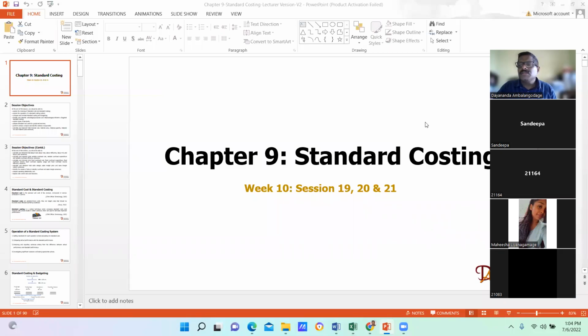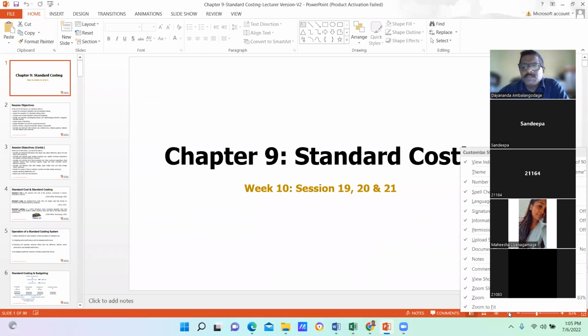Shall we start the session today? What we are going to do is cover standard costing. Basically, we hope to spend two sessions, even though there are three sessions. We'll see how far we can cover today.